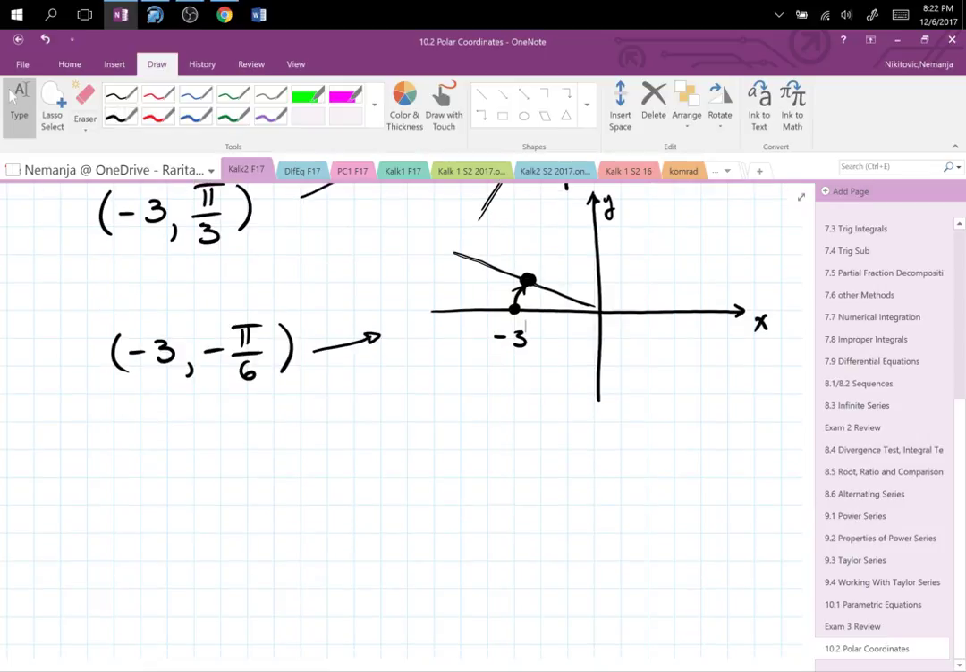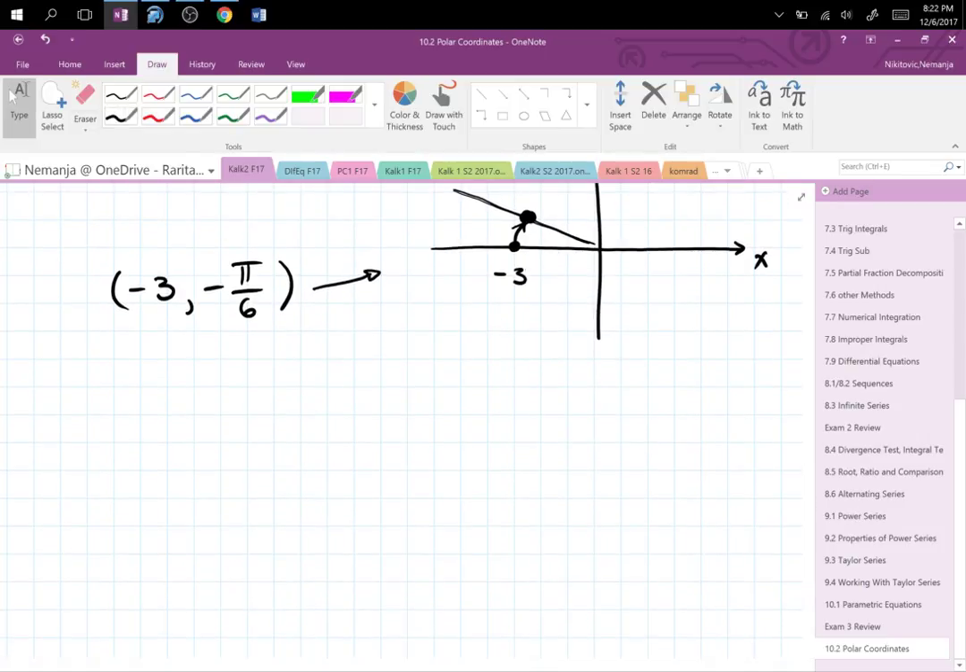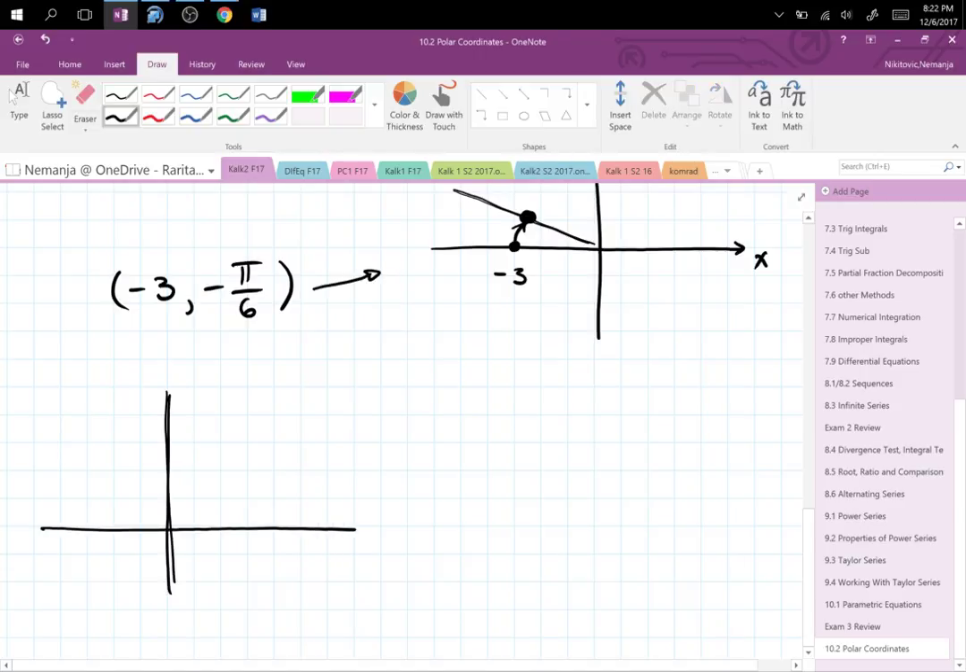To derive the formulas for conversion between the polar and rectangular world, one way or another, it is enough to consider a single case. This over here is x, this over here is y. This is x, this is y, this is r, and here's your theta.